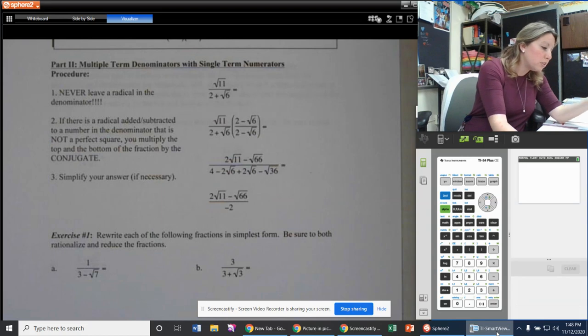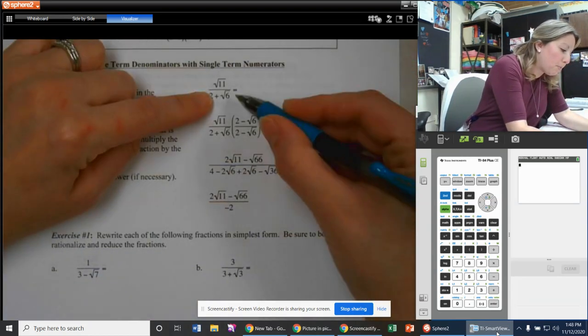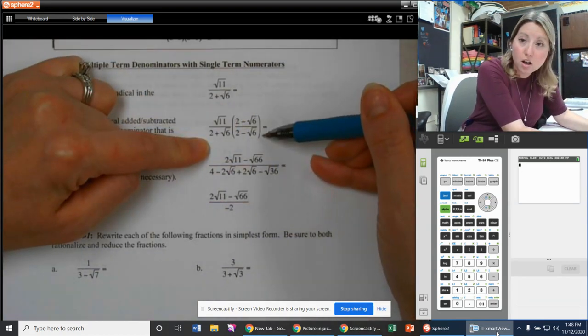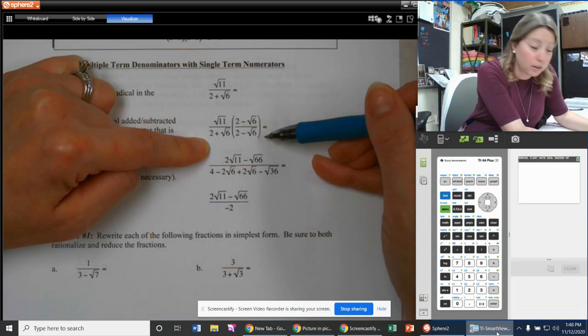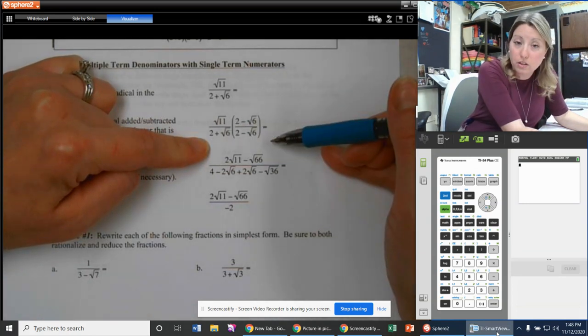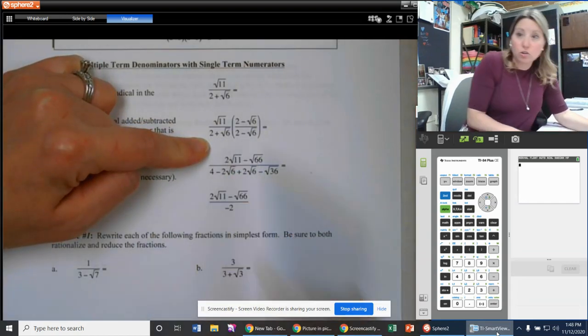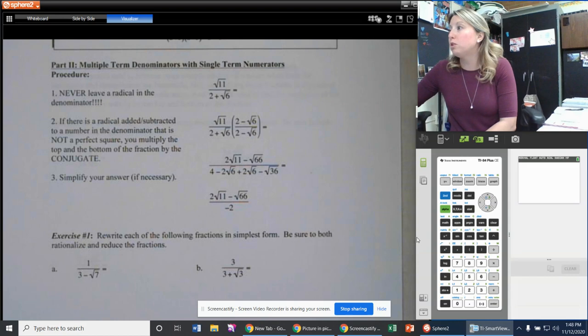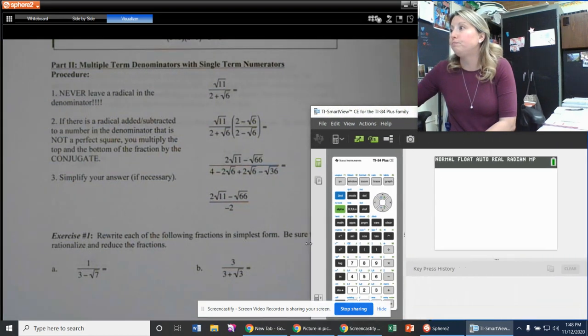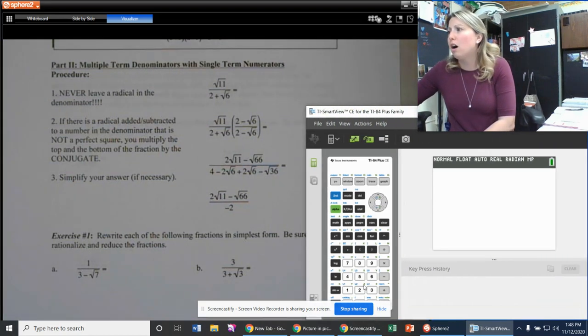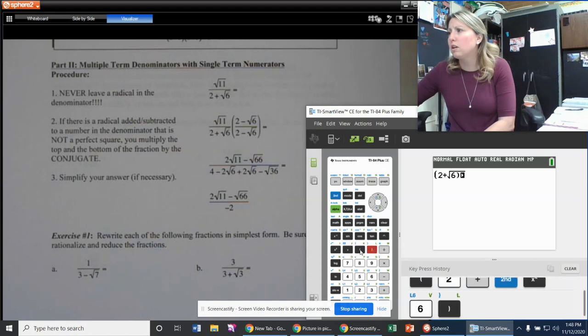So what I have to do instead is to multiply top and bottom by the conjugate of 2 plus radical 6. And the conjugate of 2 plus radical 6 is 2 minus radical 6. And when I multiply these two things together, let me just show you that that is something I'm allowed to multiply together in my graphing calculator. So when I multiply 2 plus radical 6 times 2 minus radical 6.